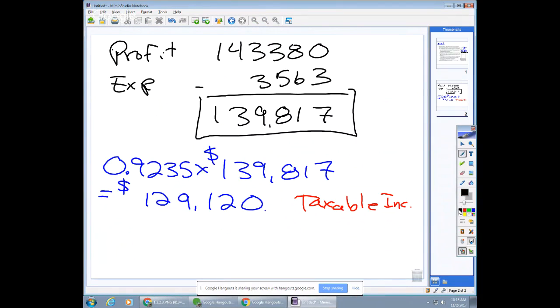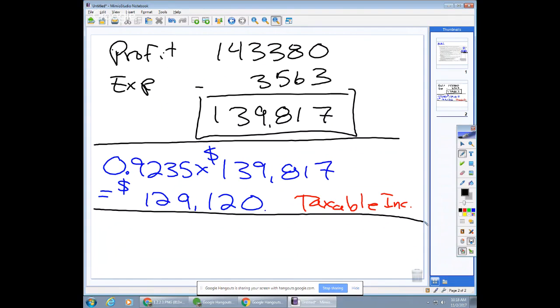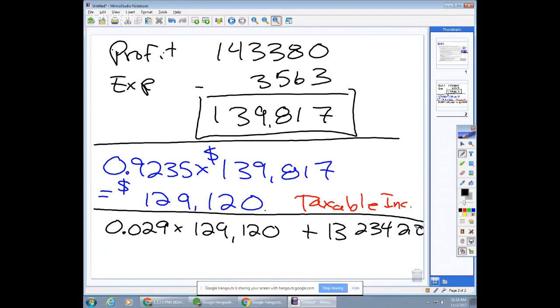Black, there you go. All right, so let's break this up into pieces. That was our first step. This was our second step. Our next step is 2.9%, is that what it said? So 0.029 times our taxable income, which is the 129,120, and then we have to add on to that 13,234.20. And that's going to give us some new number.